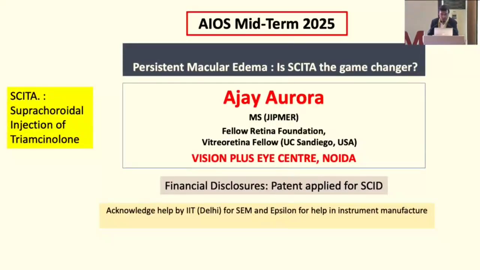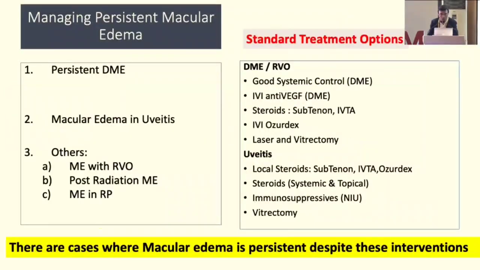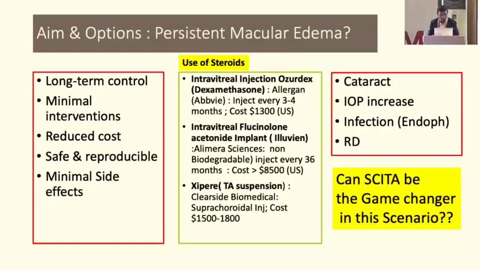I'll be talking on persistent macular edema, and whether suprachoroidal injection of triamcinolone is the game changer. So we know how we manage persistent diabetic macular edema. These are the various options that are available to us, but there are cases where macular edema is persistent despite these interventions. So the aim of this presentation is how do we control this in a manner which is relevant to our country, which is not as expensive.